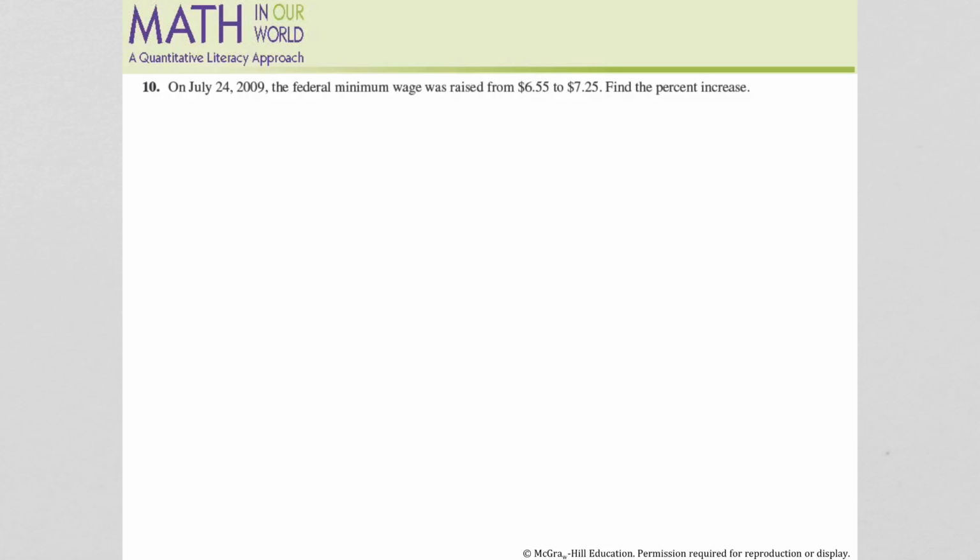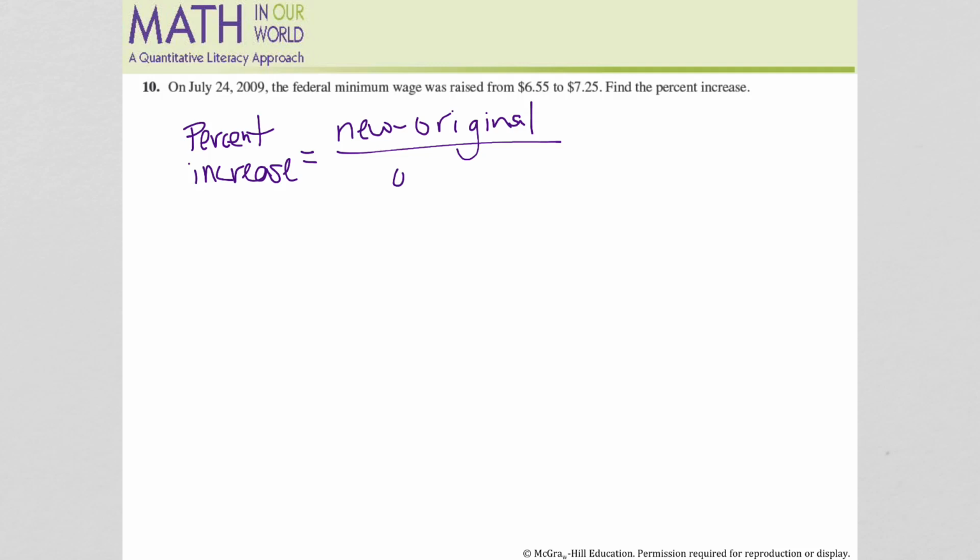On July 24, 2009, the federal minimum wage was raised from $6.55 to $7.25. Find the percent increase. Okay, so this is a formula that's important to us. Percent increase is the new amount minus the original amount over the original amount. Okay? That's how we find percent increase.